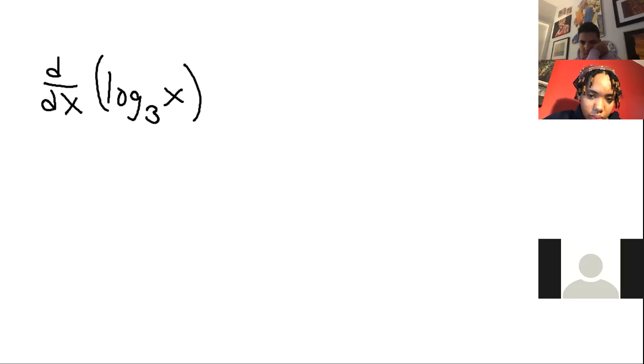All right, so calculate this derivative. You can use implicit differentiation if you'd like. Hint, you just begin by saying y equal to log base 3 of x. That will help you start the problem.